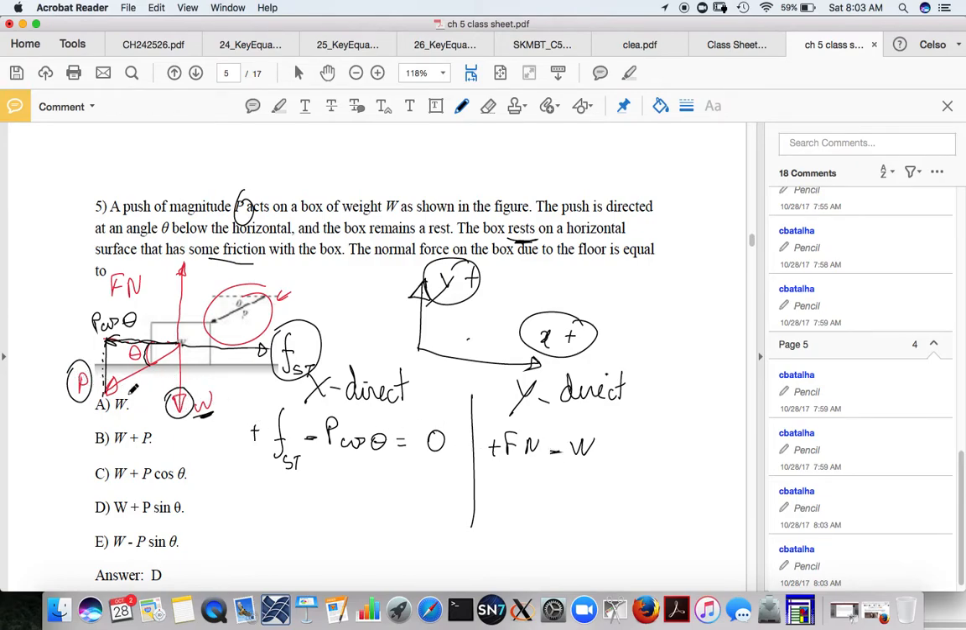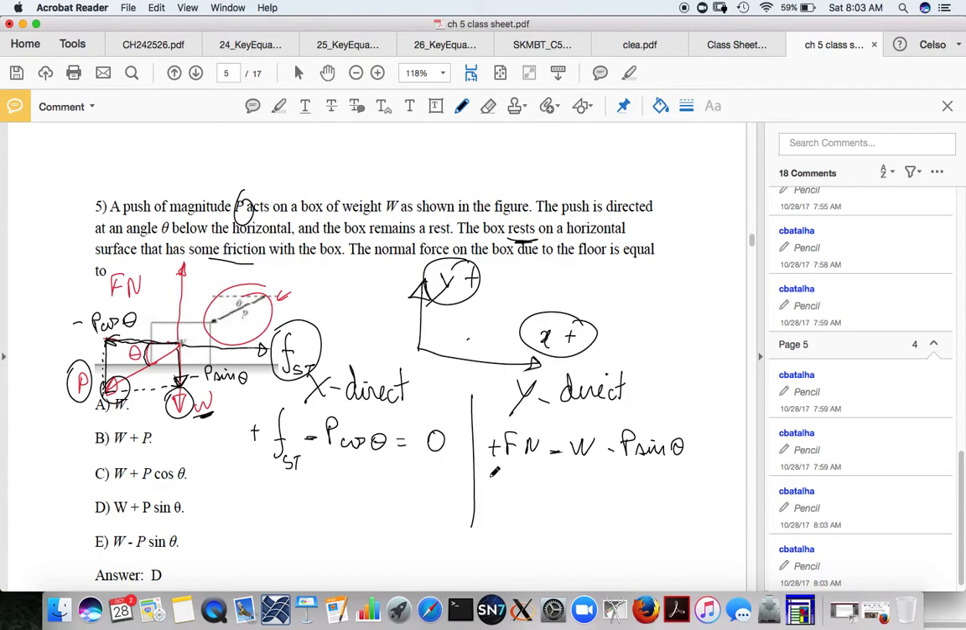So see, the weight is pulling down, so it has a negative value. But also the projection of P along the y direction. See the vector here that goes downward? So essentially what we did, we took P out of the picture and then we replaced vector P by its projection, negative P cosine theta and negative P sine theta. So minus P sine theta.